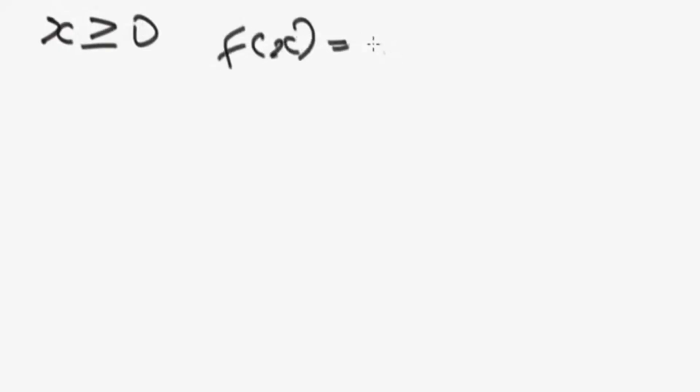When f of x equals a radical function, or a square root function, the domain of that function is said to be greater than or equal to 0. So that means x is going to be greater than or equal to 0. So let's look at a typical example. We're given f of x equals root of x minus 3. So how do we find the domain of this function?